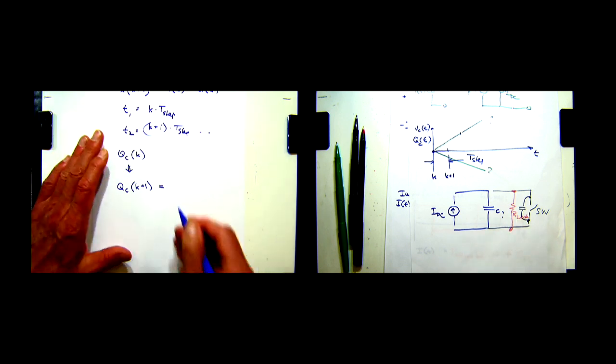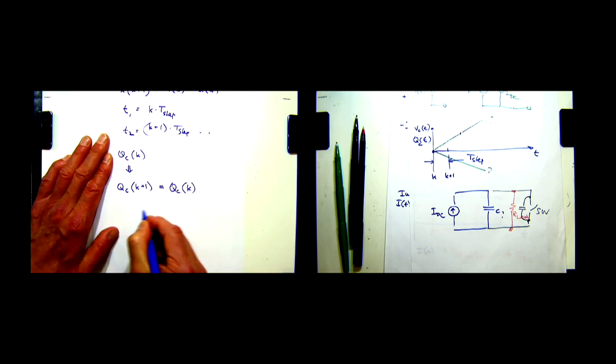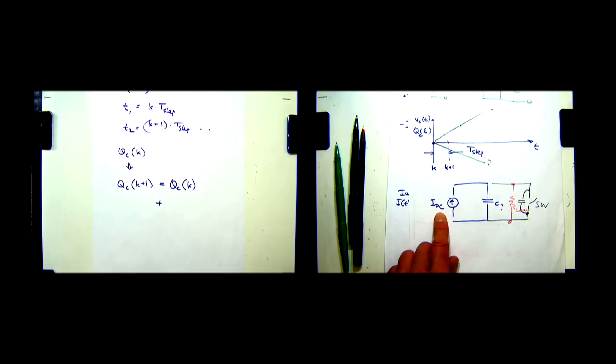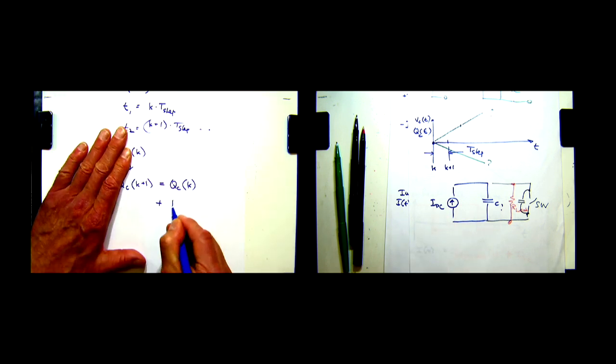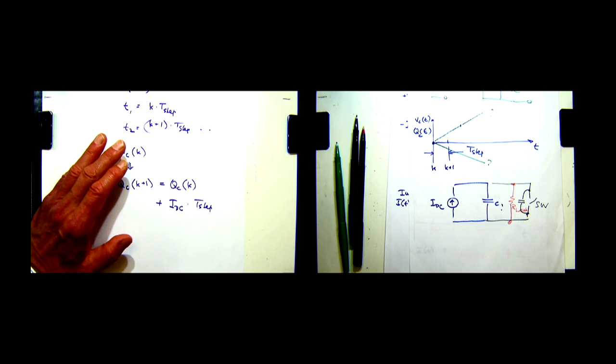So this is going to be equal to QC of k, which we said we know, plus the charge that we add. Well, how much charge do we add? Well, we run a current IDC, and we run it for how long? Well, for t step, right? So this is going to be IDC times t step. That's the charge we're adding.